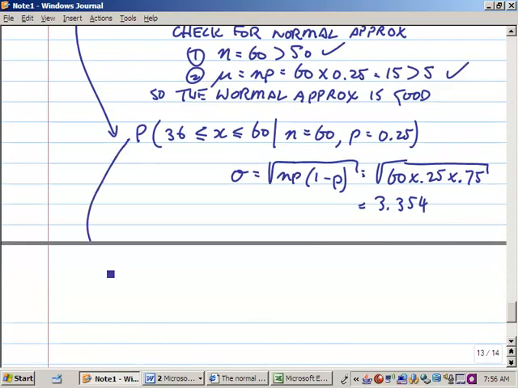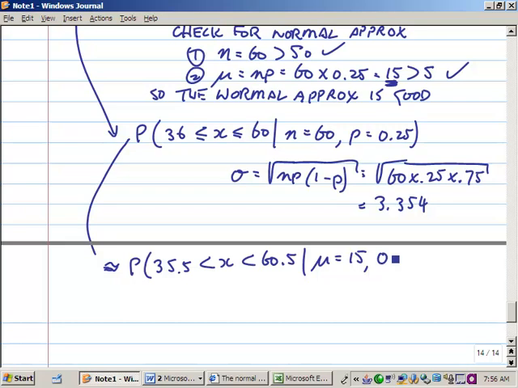Alright, so this is approximately equal to the normal probability statement. From the lower limit we go down a half, 35.5. The upper limit we go up a half to 60.5. The mean is, what was the mean? Alright, 15. Standard deviation 3.354.